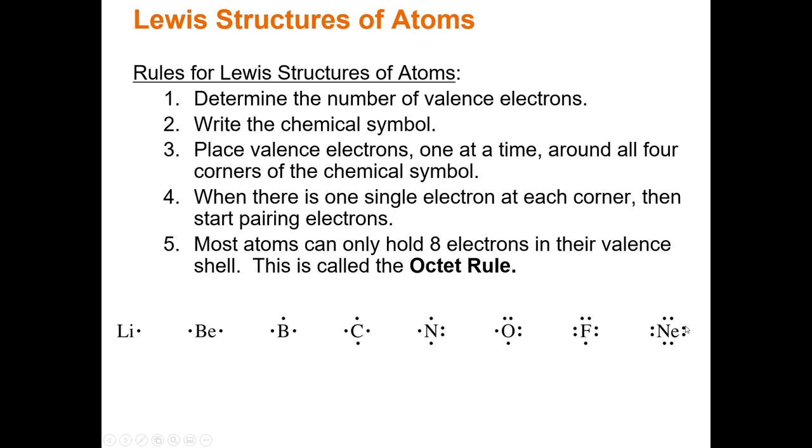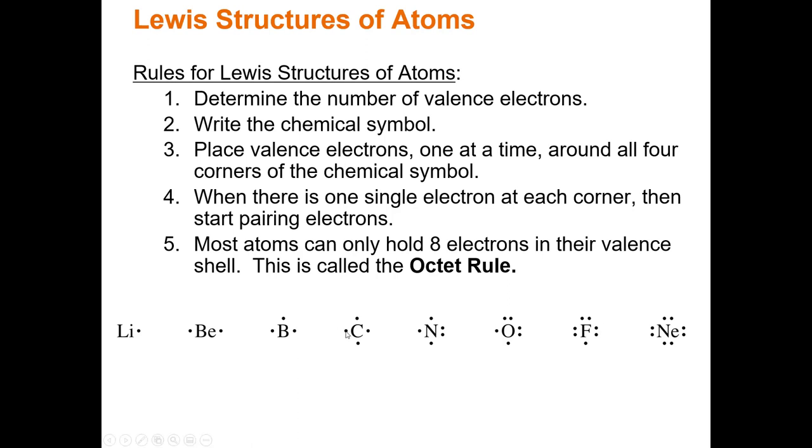So here are the rules for drawing these symbols. First we have to know how many valence electrons the element has. So we locate the element in the periodic table and count from the beginning of that row from left to right. Once we know the position, then we know how many valence electrons it has. Write the chemical symbol of that element, B for boron, C for carbon, and so on. And then we place the valence electrons one at a time around all four corners.